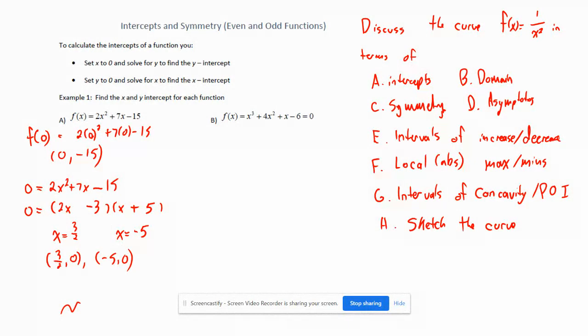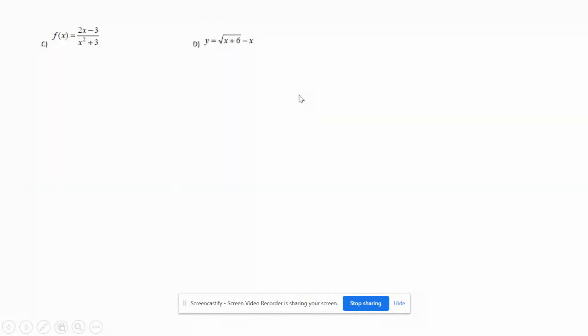Okay, guys, I'm not going to do all these ones over here. It's pretty much going to be the same steps. Let's take a look at this guy over here. Let's do f at 0, so let's figure out our y-intercept first. This is going to be 2 times 0 minus 3 over 0 squared plus 3, which equals negative 3 over 3, which equals negative 1. Okay, so 0, comma, negative 1 is our y-intercept.